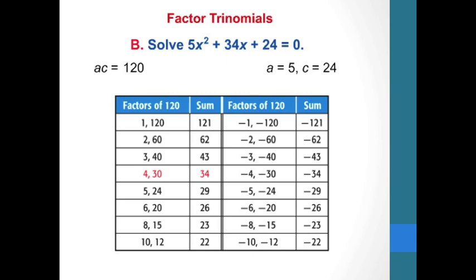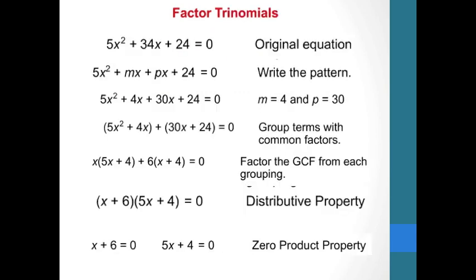When you multiply those, you get 120, and it adds to 34. So it looks like the two terms are 4 and 30. So you do 5x squared plus 4x plus 30x plus 24. Factor by grouping, GCF each of the groups. The x and the 6 come out. They go into one parentheses, do the zero product property. You get your answers of x equals negative 6 and x equals negative 4/5.